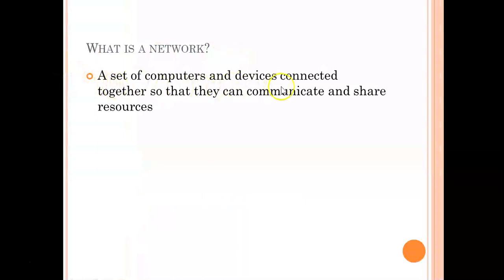So what is a network? A network is a set of computers and devices connected together so that they communicate and share resources. So they can share things like internet and printers. I think this is the definition from your textbook, so just know it off by heart in case you are ever asked to define what a network is. That's just something to keep in mind as you go through the next slides.